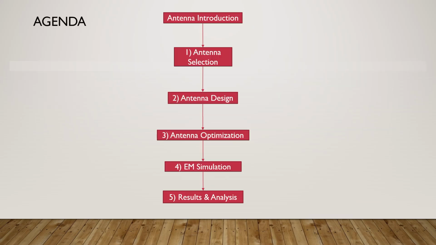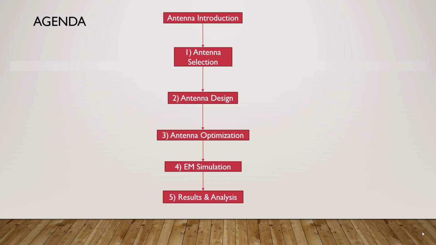In part 1 of this tutorial, which is part 15 of Practical RF Design with Keysight ADS tutorial series, we learned the antenna introduction, antenna selection and PIFA antenna design. In part 2, which is part 16 of Practical RF Design with Keysight ADS tutorial series, we learned part 1 of antenna optimization. This is a continuation of part 16. So if you haven't watched part 16, please watch it first.